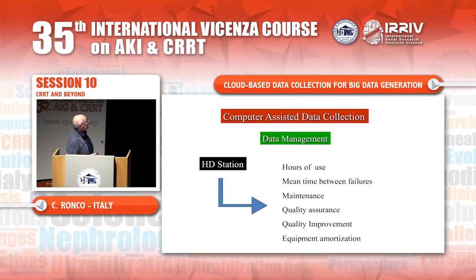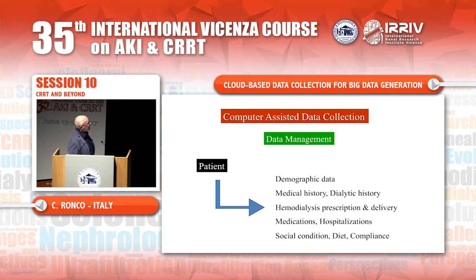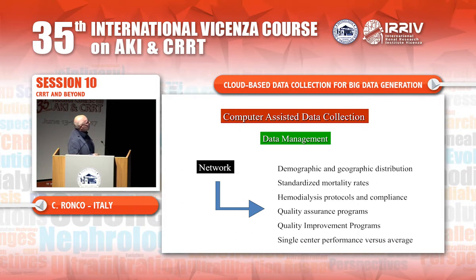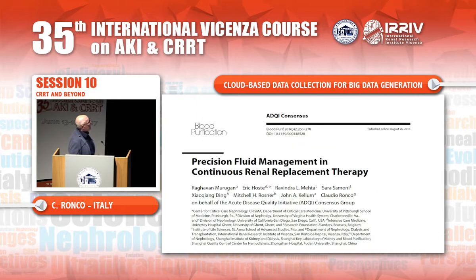creating the possibility to do an effective pragmatic trial. For a single station, you can have information like hours of use, mean time between failures, maintenance, quality assurance, and so on. For a patient, demographic data down to social condition after ICU discharge. For data management in the facility, you can actually have a policy evaluation. And finally, in a network, you can standardize approach in different centers, evaluating single-center performance versus the average.